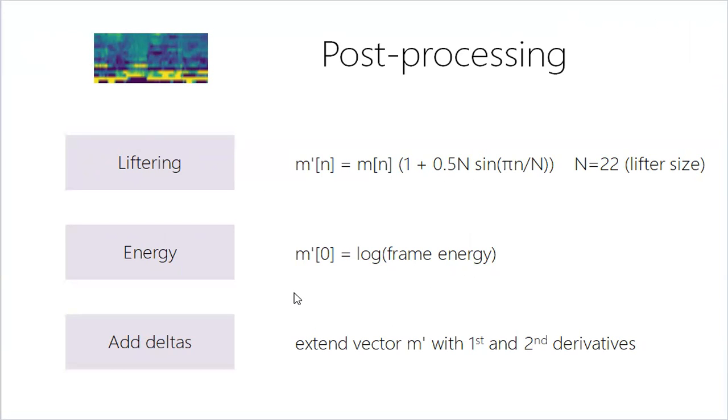Also, we can replace the first coefficient with the exact value of the logarithm of the frame energy. As I already said before, the first MFCC coefficient anyway reflects the energy of a frame. But if you want it to be the exact value of log frame energy, you can specify append energy true or include energy true. So set this option to true. And finally, we can also add deltas. We can extend our MFCC vector with the first and second derivatives. For example, if we had 13 MFCC coefficients, after adding deltas, we will have 39 coefficients in our feature vector.